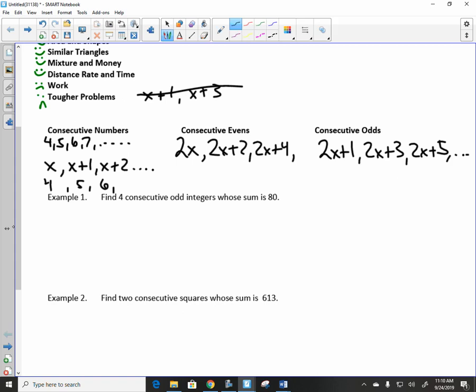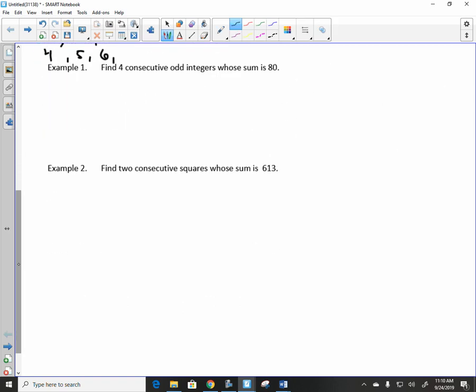So the first question is, find 4 consecutive odd integers whose sum is 80. So we got this actually as a question. Somebody was here giving a speech for a graduation a while ago, and they proposed to the whole audience, what are 4 consecutive integers whose sum is 80? It was interesting to see the different kind of math going on in people's minds.